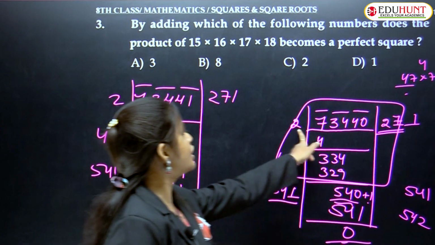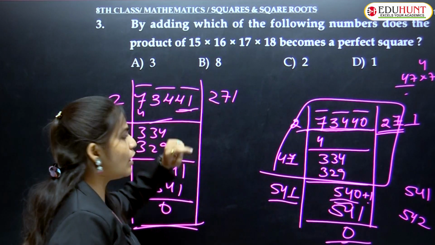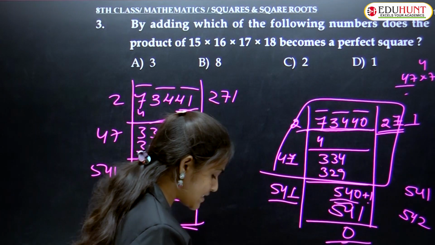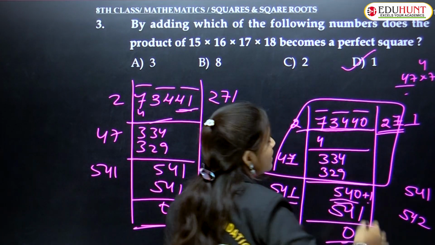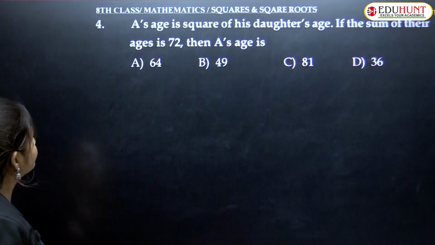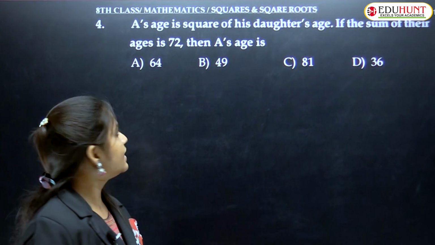So to this number, which number did we add here? 1. If you add 1, then only that is a perfect square. Understand? So which option is correct here? Yes, that is option D. Okay. So let us see the next question. Yes, fourth question, see here.